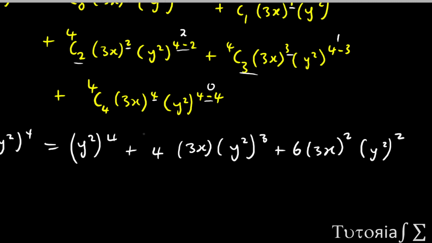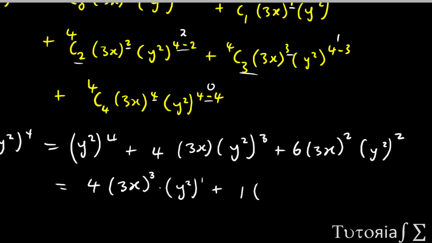Then we are here on 4 choose 3. So 4 choose 3 is basically 4. Then we have 3x to the power 3 times y squared to the power, 4 minus 3, that is basically 1. So this is to the power 1. Then plus 4 choose 4, that would be 1.